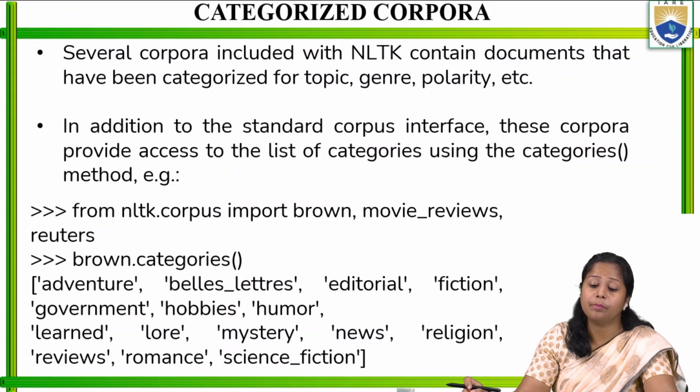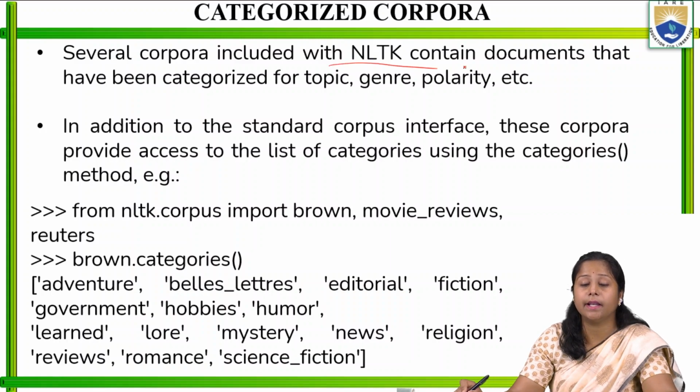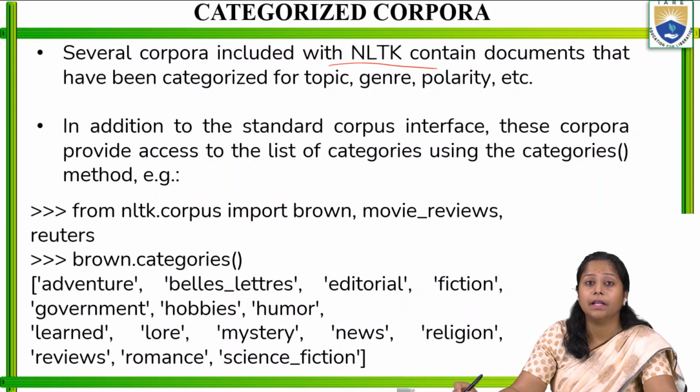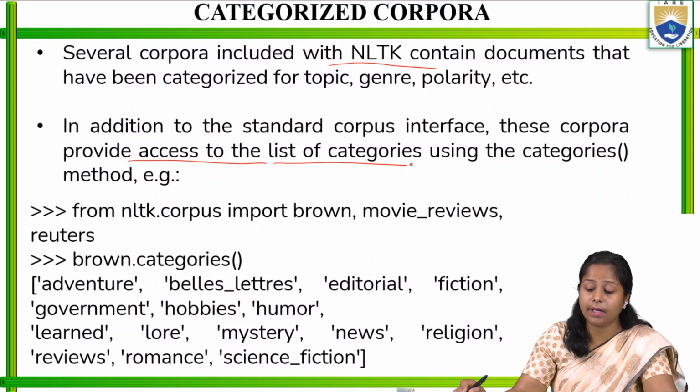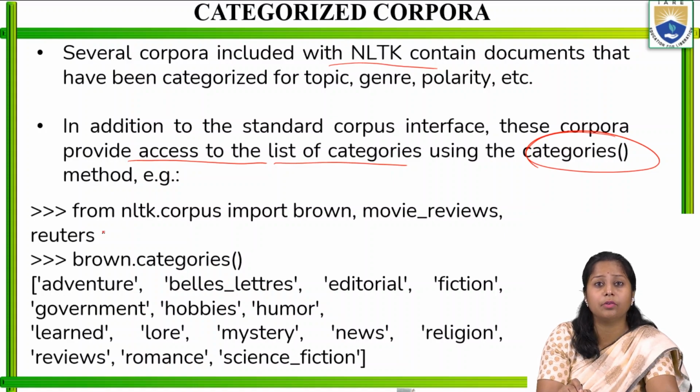Now there is one other type of corpora, that is categorized corpora. Several corpora included with the NLTK contain documents that have been categorized for topic, genre and polarity. So basically the categorized corpora will be listed based on the subcategories. It can be a topic, it can be a genre, it can be any polarity. In addition to the standard corpus interface, each corpus provides access to the list of categories using the categories function method.